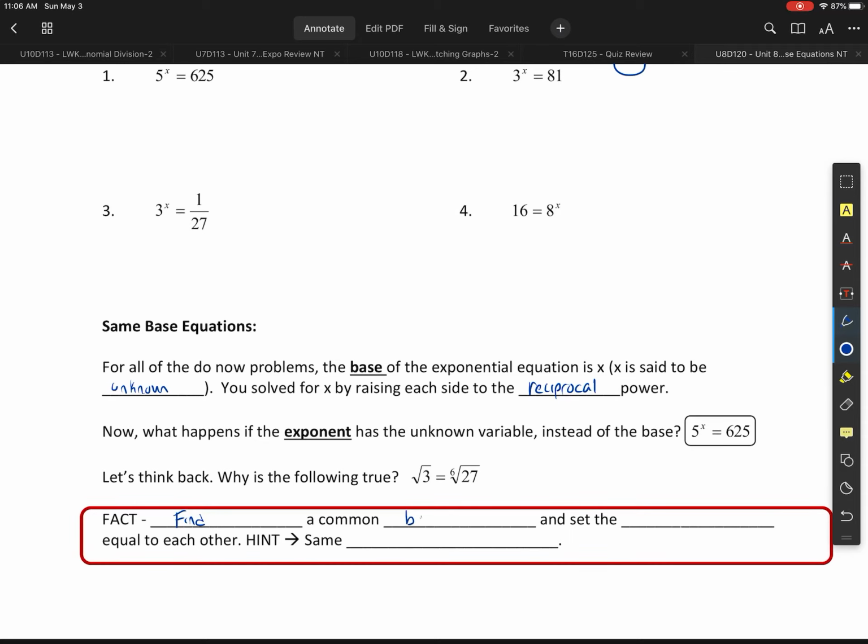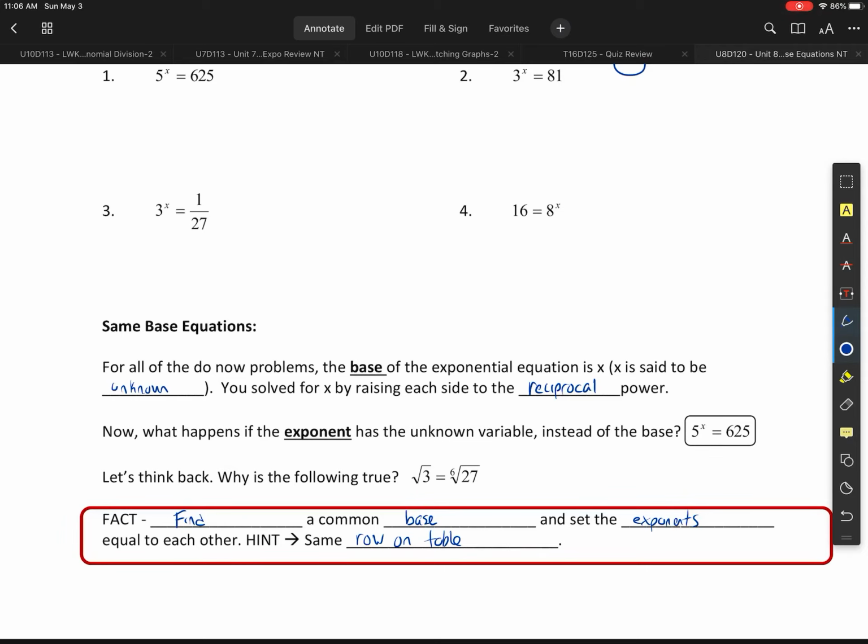So the fact is, we want to find a common base and set the exponents equal to each other. Now one thing that's really going to help us out is the table. We've seen the table. Look at the rows. The rows on the table will show you numbers that have the same base.